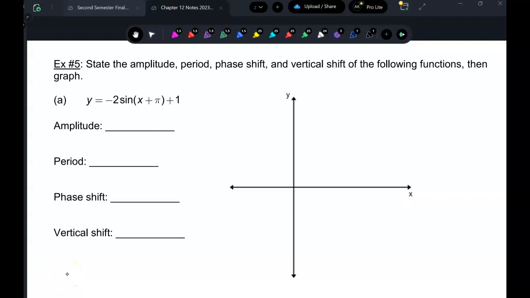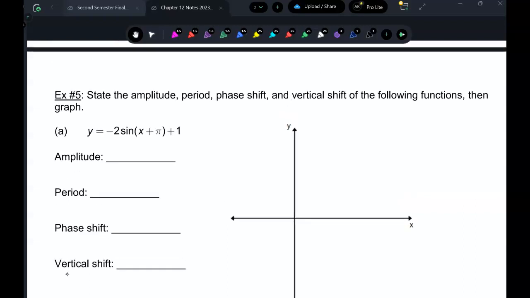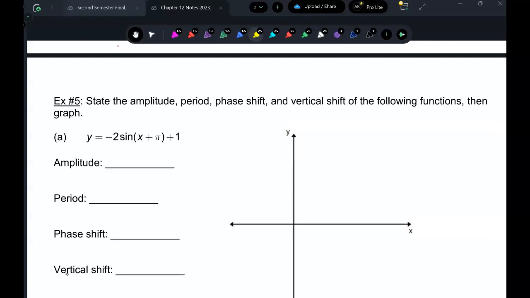All right, it's been a while. Now we're going to take all the things that we did in the previous lesson and put them all together in one graph. So let me just remind you.